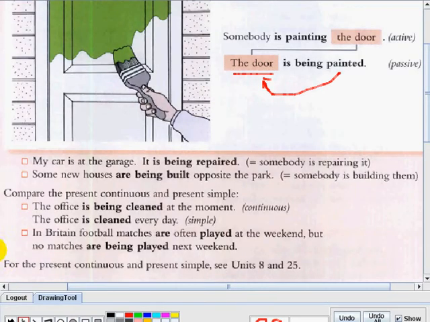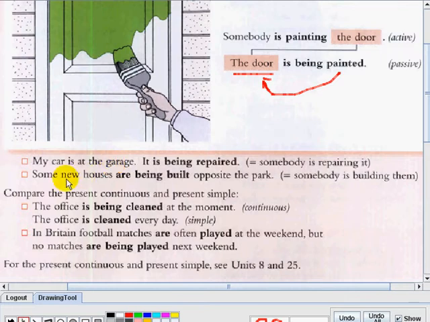Now let's go through these example sentences of present continuous passive. My car is at the garage. It is being repaired. So the action is happening at the moment, right? Okay. The active form of this sentence is this. Somebody is repairing it. Okay? And it's at the garage, right?